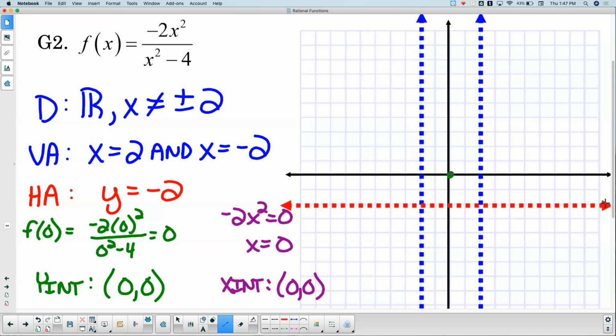How many zones do we have? 3. So that means I've got 3 T-charts to make. Okay. So let's first do this zone over here. So that's going to be -3. If I put -3 in there on top, I get -18. On the bottom, I get 5. Negative 18 divided by positive 5 is negative 3.6.